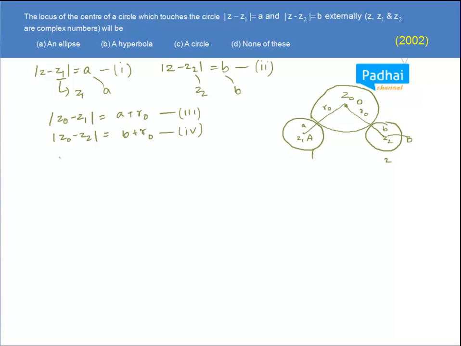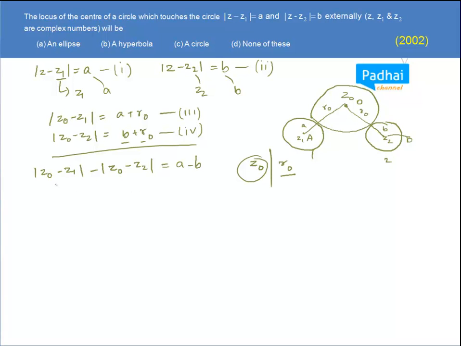And if I subtract these two, because I need to find an equation only in z0. Why am I subtracting it? That's a very important point to understand. I have taken two variables now, z0 and r0, and I need to find the locus of z0 only and not r0. So I have to eliminate r0 from my main equation. That can be done very easily if I subtract these two equations. So this will become |z0 - z1| - |z0 - z2| = a - b.